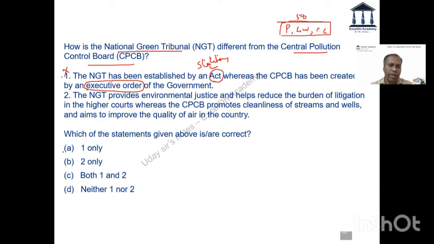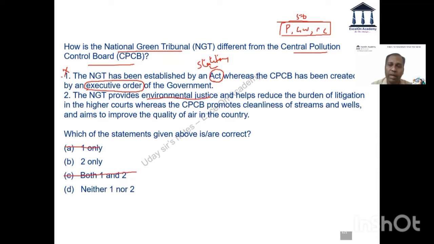Which means what do I know? I know for sure that this is gone and this is gone. So now I have to look at statement 2 to figure out whether it is correct or also incorrect. The NGT provides environmental justice, and helps reduce the burden of litigation in the higher courts.